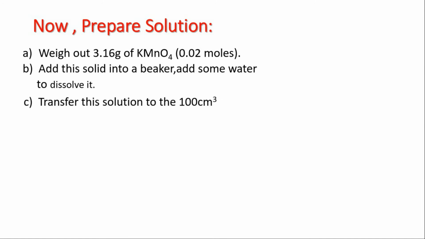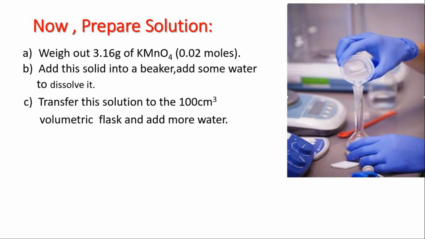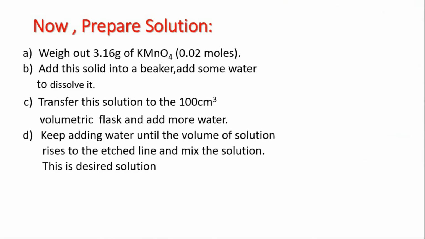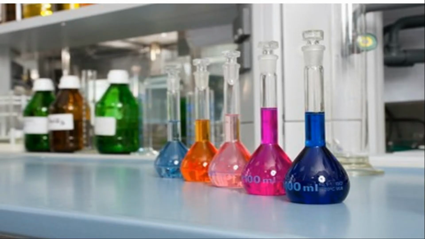Then transfer this solution to the 100 cm cube of volumetric flask and add more water. Now इसके बाद हमने क्या करना है, हमने वो सारा सॉल्यूशन जो हमने बीकर में डिज़ोल्व किया था, हम उसको ट्रांसफ़र कर देंगे 100 cm क्यूब की वॉल्यूमेट्रिक फ्लास्क में और उसमें और पानी डाल देंगे. Keep adding water until the volume of solution rises to the edge line and mix the solution. This is desired solution, right? वॉल्यूमेट्रिक फ्लास्क की एज लाइन तक वाटर लेवल को राइज करेंगे and then we get the solution. So students, it is very easy to prepare a solution of given molarity.